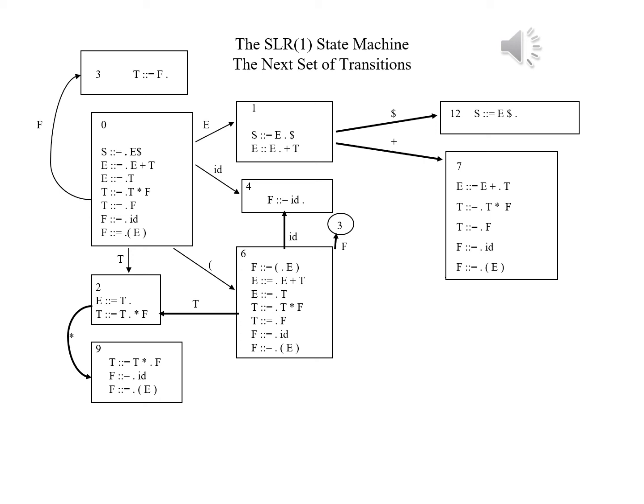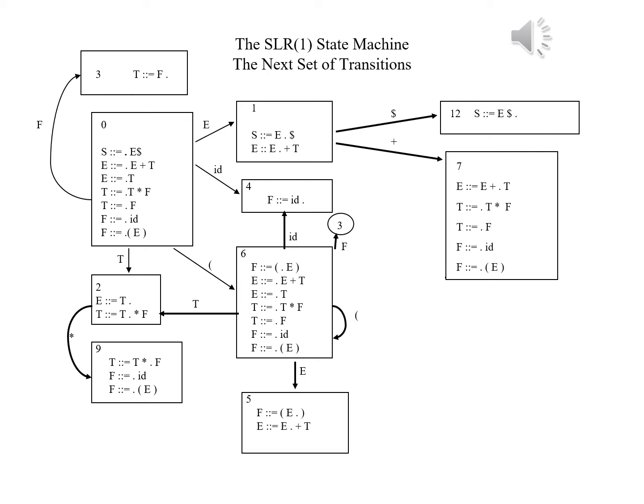On identifier, I will go to state 4. So F derives dot id goes to state 4, where it's F derives id dot, another final state. On open parenthesis, I will go from state 6 back to itself. I've gone from F derives dot open parenthesis E close parenthesis to the item on the top, F derives open parenthesis dot E close parenthesis. Now you have to remember again, even though I'm coming back to the same state, I'm not going back to the same item. The dot has moved one place to the right.